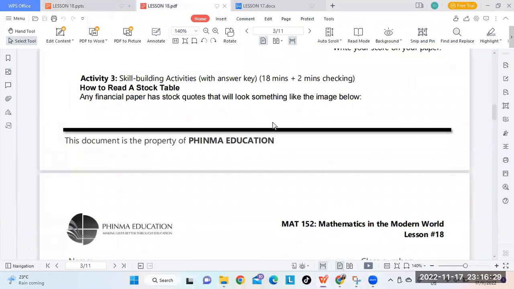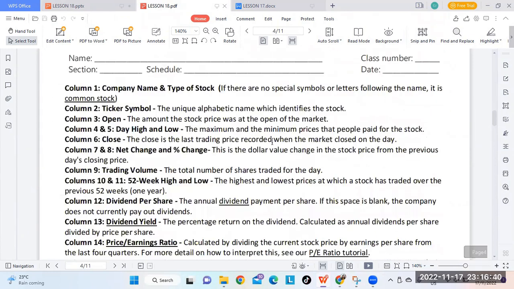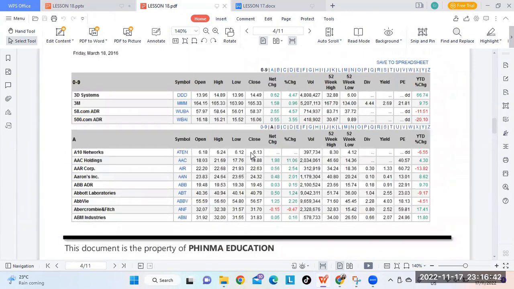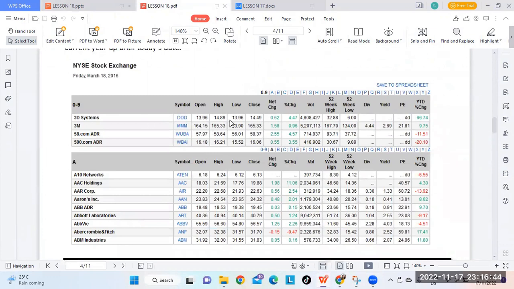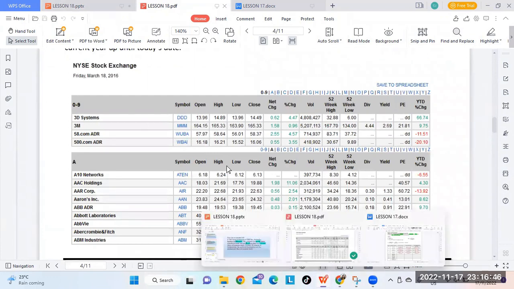Skill building activity on your modules: how to read a stock table. Any financial paper has stock codes that will look something like the image below. Okay, so this is the image. And paano ba magbasa ng stock table?